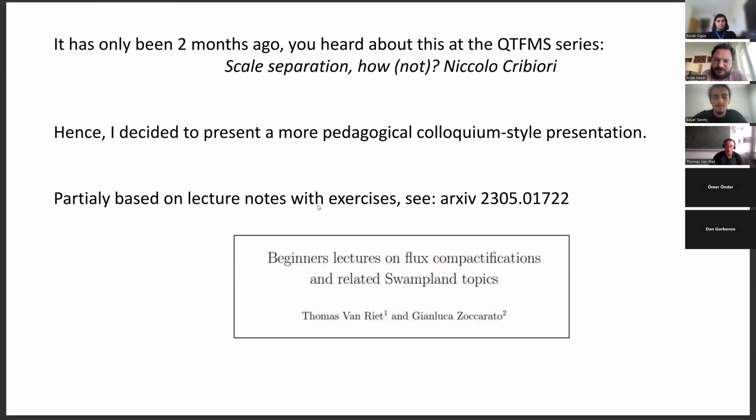Most of what I'm going to say, at least the big picture things, can be found in lecture notes that I wrote together with Gianluca Zoccarato. I think they're now 3 years old, and they are targeted at, say, master students level. So you don't need to know string theory to be able to digest those lecture notes, including the exercises. Still, you get, I think, a good glimpse of some of the state-of-the-art topics on the swampland.